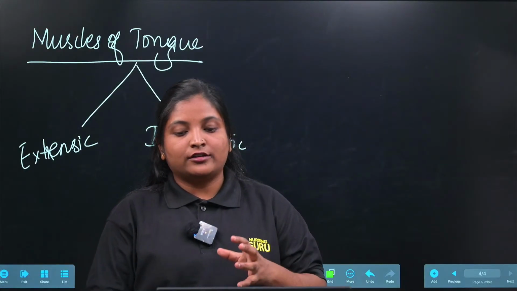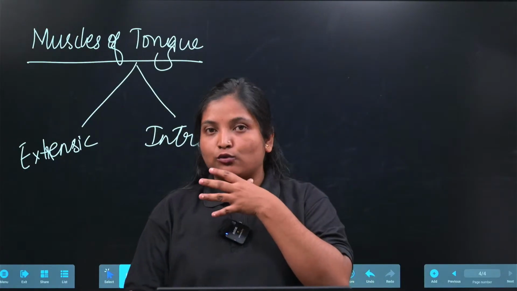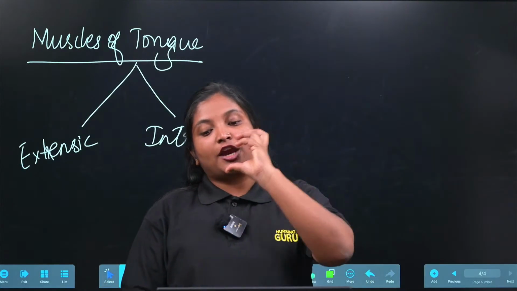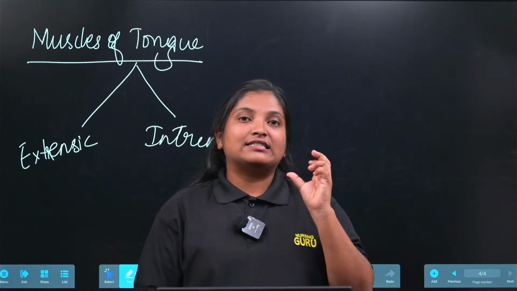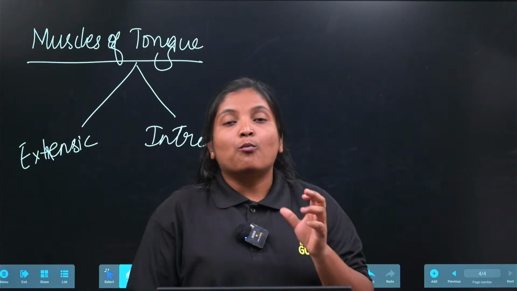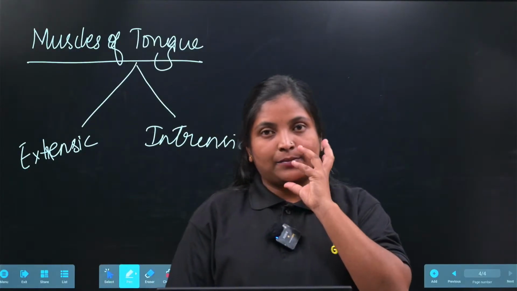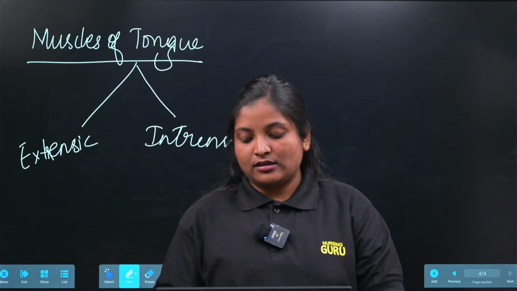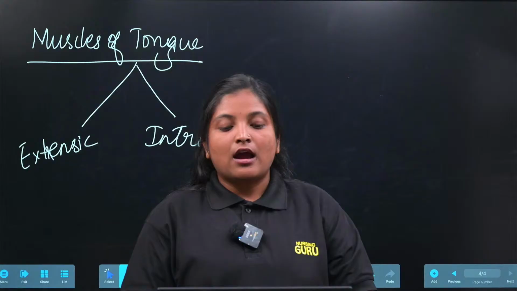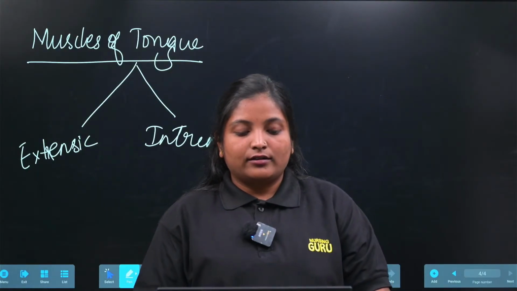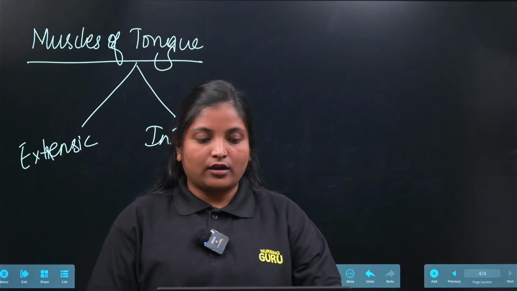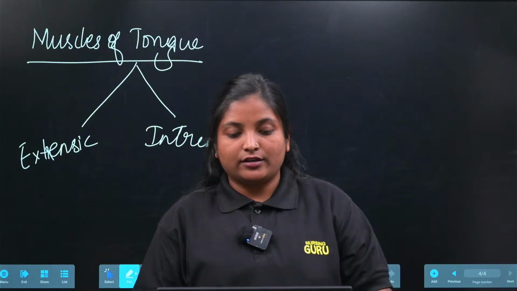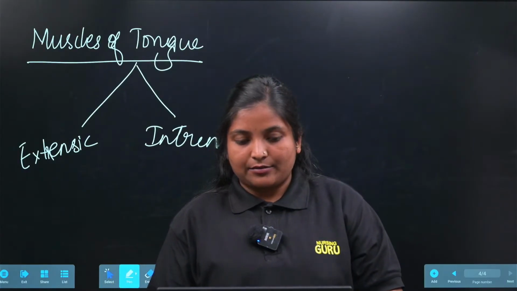Such as protrusion, retraction and side-to-side movement. So intrinsic muscles change the shape of the tongue, but extrinsic muscles move the tongue, helping in movement as well as altering its shape. This much is important from the examination point of view.